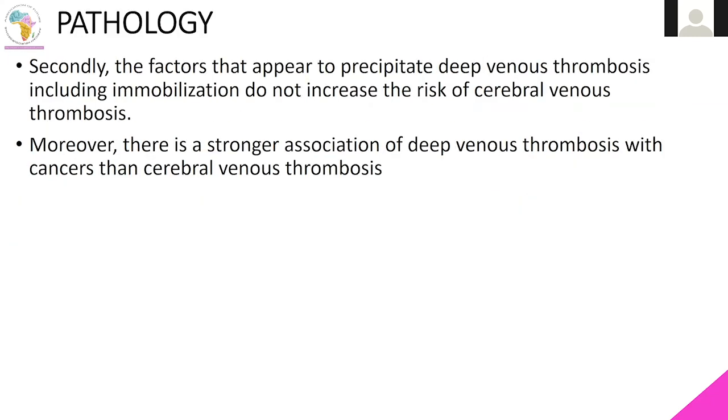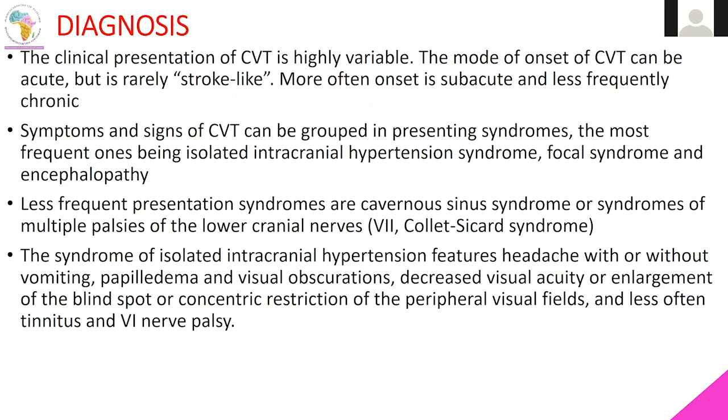So, how do we make a diagnosis of cerebral venous thrombosis? The clinical presentation of cerebral venous thrombosis is highly variable. The mode of onset can be acute, but is rarely stroke-like. More often, onset is subacute and less frequently chronic.